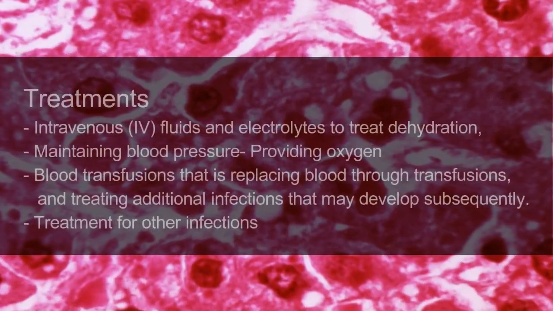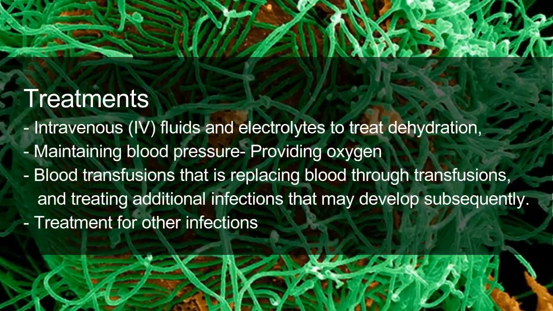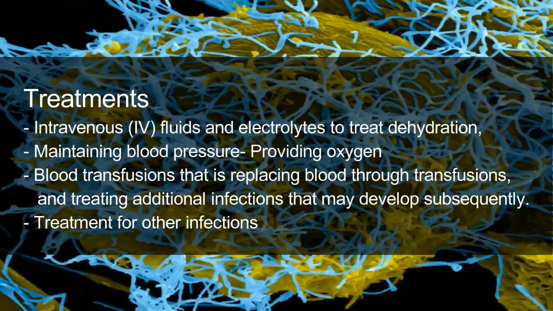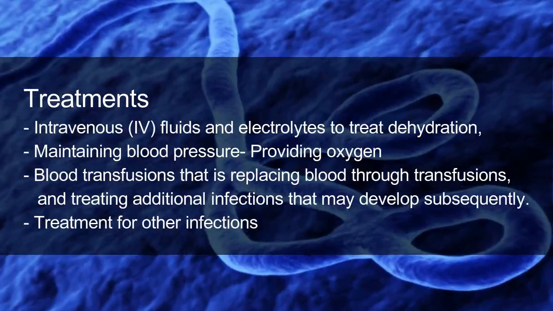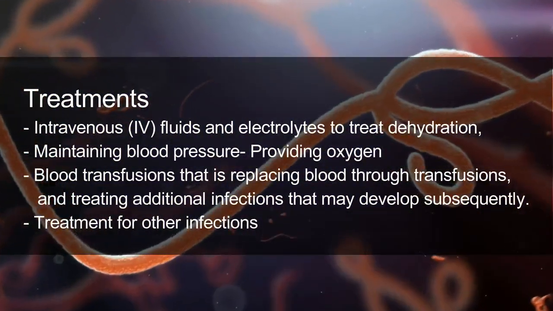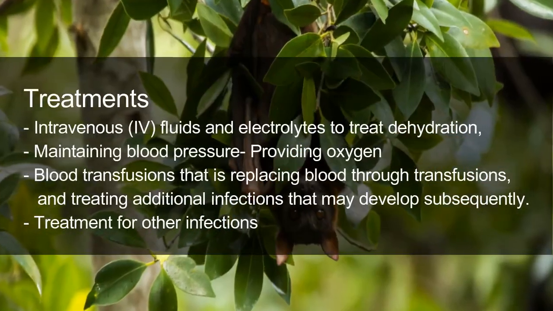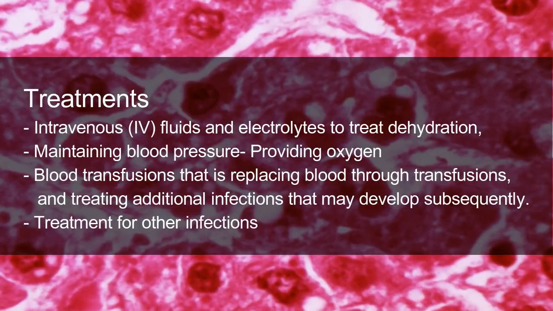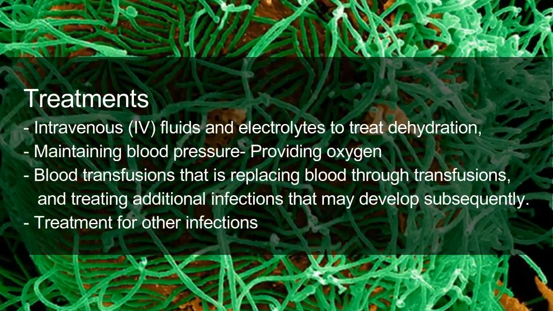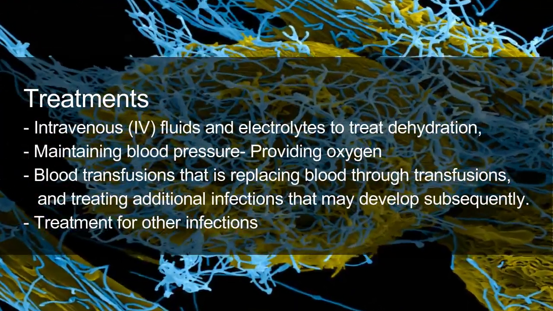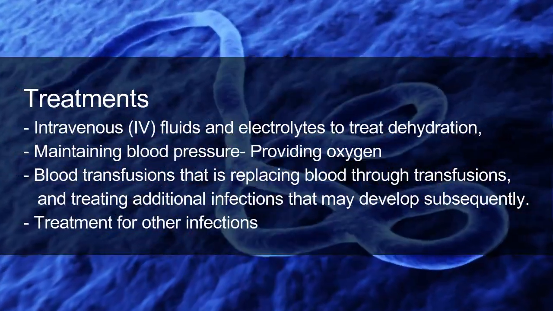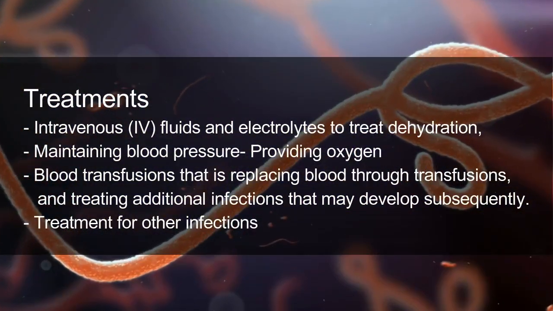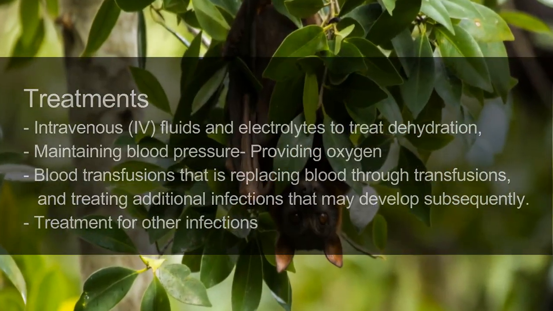Treatments. Treatment of Ebola virus disease is often limited, which includes intravenous fluids and electrolytes to treat dehydration, maintaining blood pressure, providing oxygen, blood transfusions, that is replacing blood through transfusions, and treating additional infections that may develop subsequently. In the ongoing outbreak of Ebola virus in 2018 to 2019 in Congo, the first multi-drug randomized controlled trial is being conducted to evaluate the effectiveness and safety of the drugs used in the treatment of patients. Currently, potential treatments are being evaluated, including blood products, immunotherapies, and drug therapies.